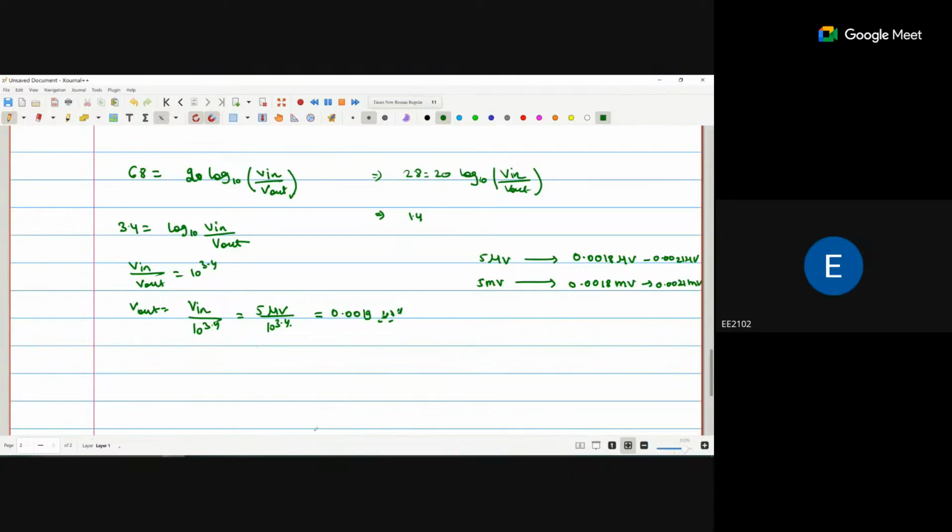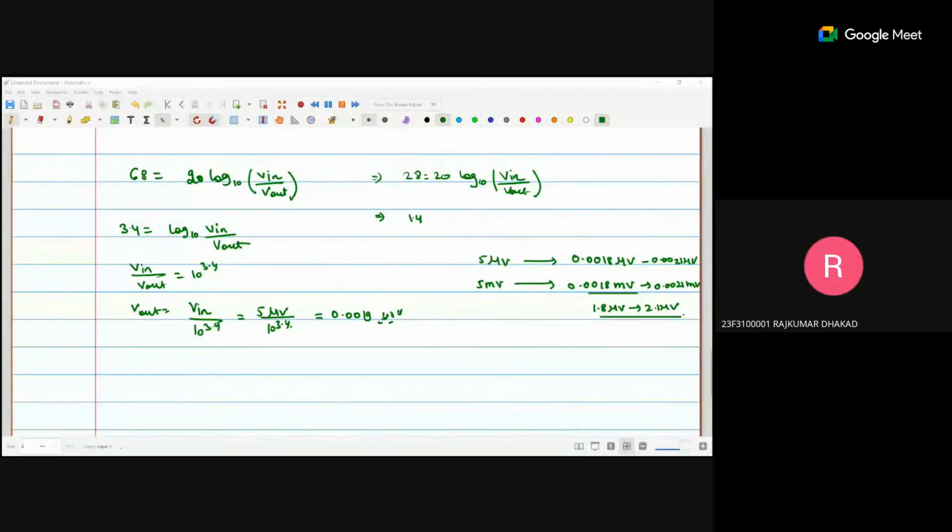Now, if I convert this into microvolt, it is 1.8 microvolt to 2.1 microvolt. But in the answer, it is 0.18. I will separate that one. I do the calculation with respect to 100 kilohertz. Maybe I am giving it in the question. I think it is. Just wait a minute.